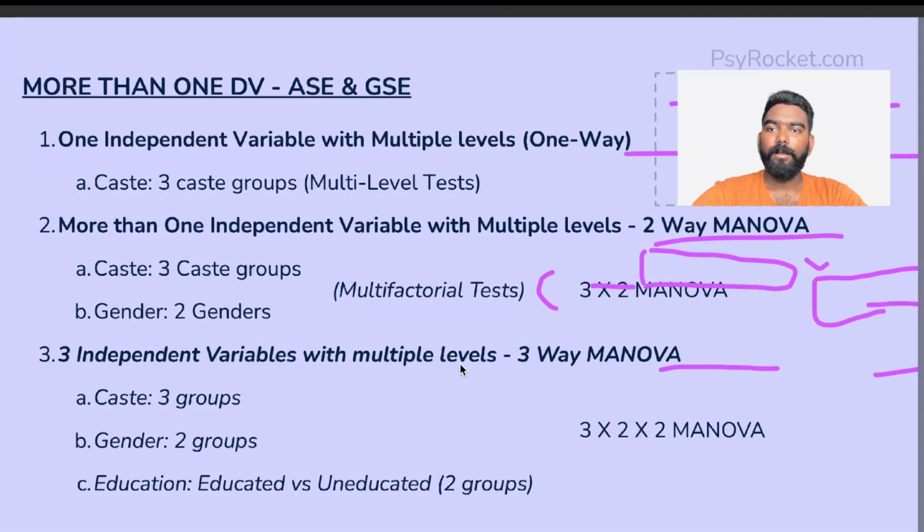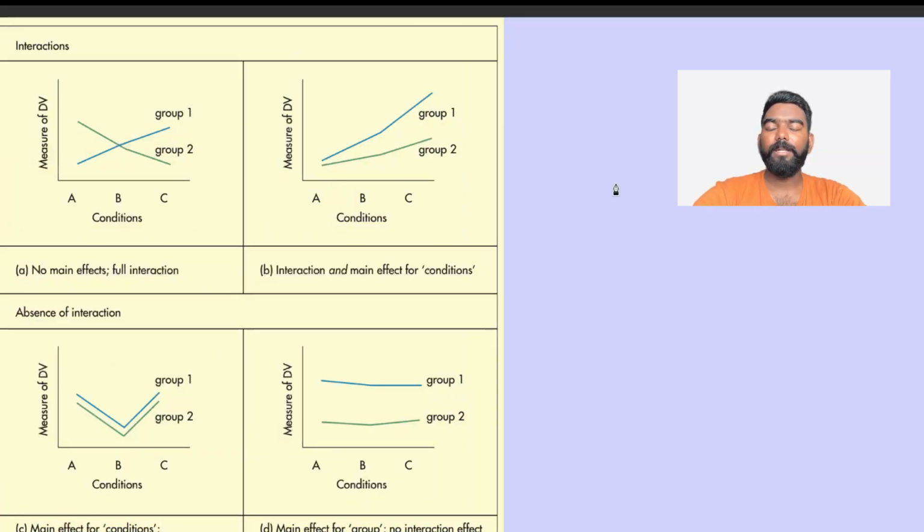There is something called simple effect. There are three effects in ANOVA and MANOVA, like these multi-level analyses and factorial designs. The first one is simple effect, the second one is main effect, and the third one is interaction effect. Please leave the simple effect for now. I will explain two effects, mainly main effect and interaction effect.